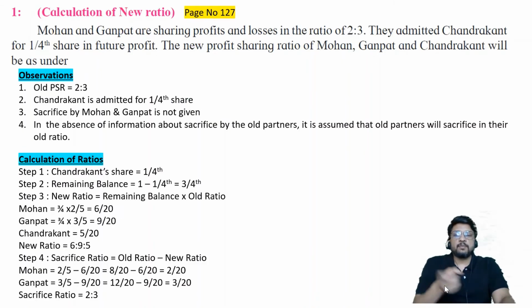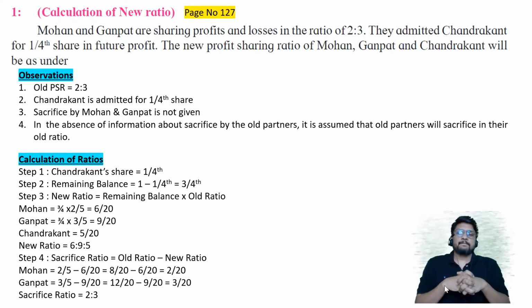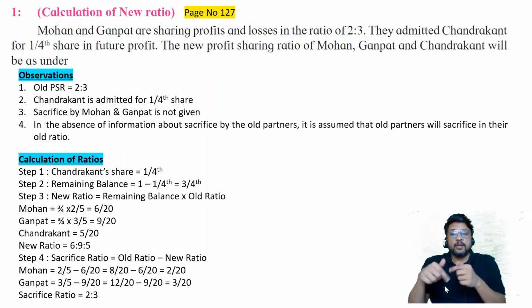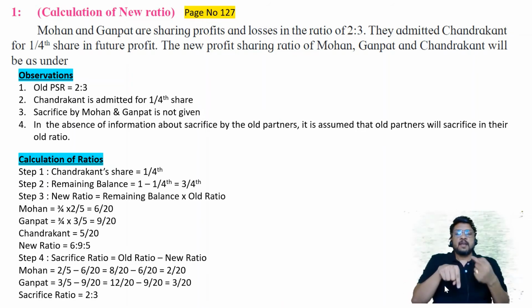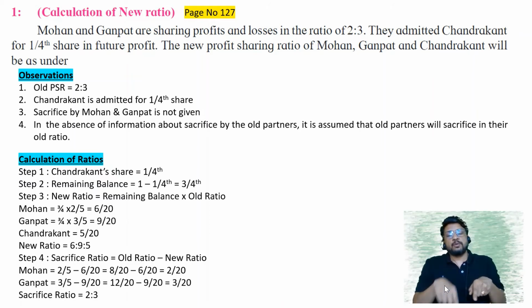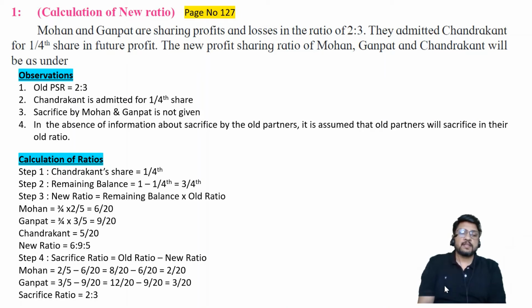In the first problem, new ratio was not given. They had just told you how much is the share of Chandrakant, but they had not told you how much is the share of Chandrakant as compared to Mohan and Ganpat. So we were required to calculate new ratio and then sacrifice ratio, and we already knew that sacrifice ratio will be equal to old ratio only. The reason is sacrifice was not given. If sacrifice is not given, we assume that sacrifice is in the old ratio.